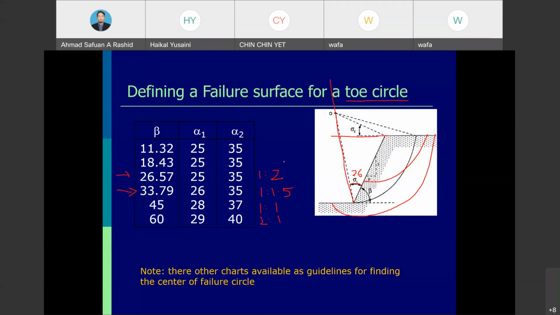Then this is sigma, and the sigma 2 should have a 36 degree. So by using the same protractor, we put 36. Then draw another line until it meets the line from the first.